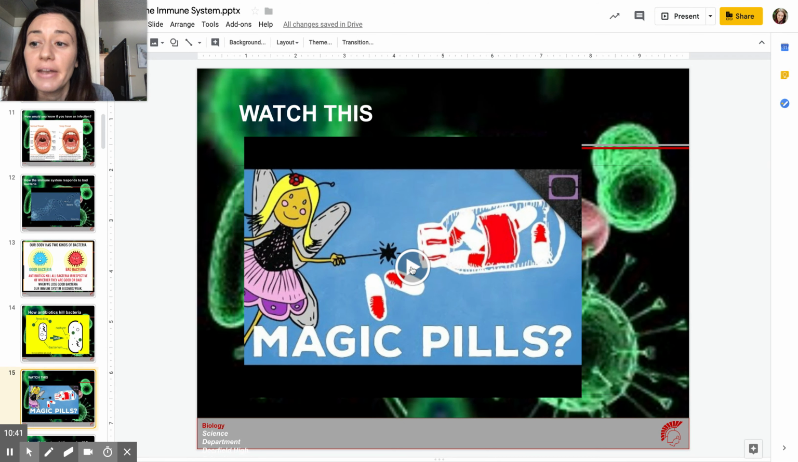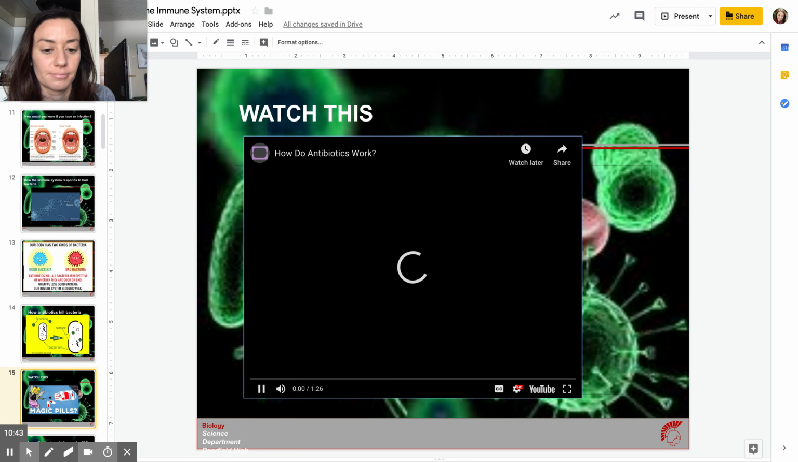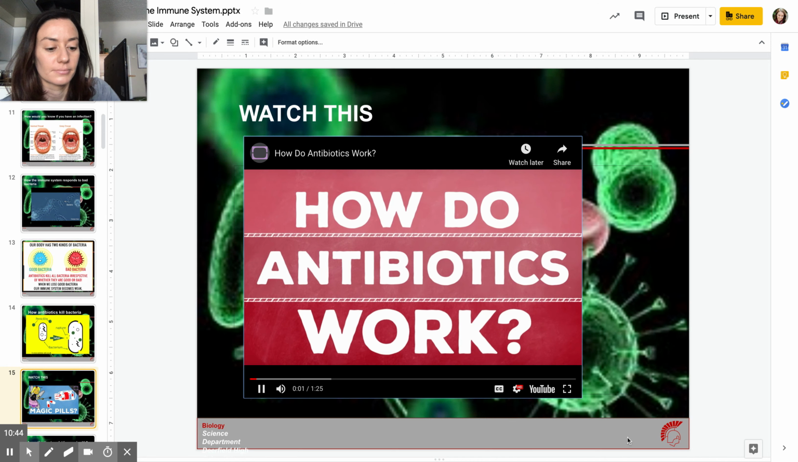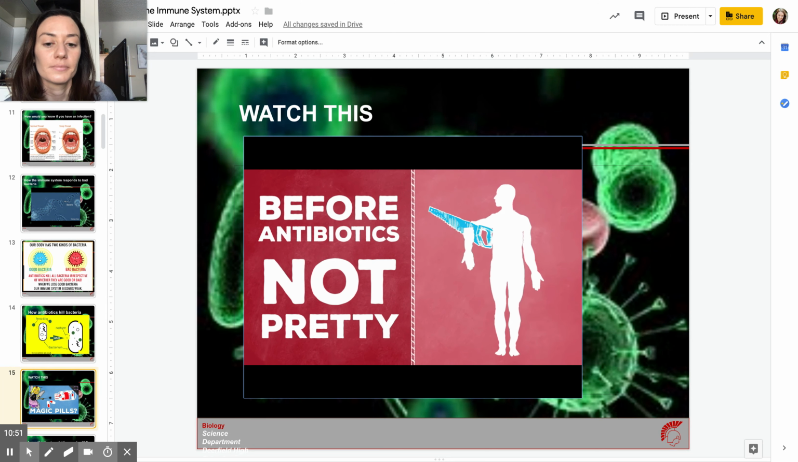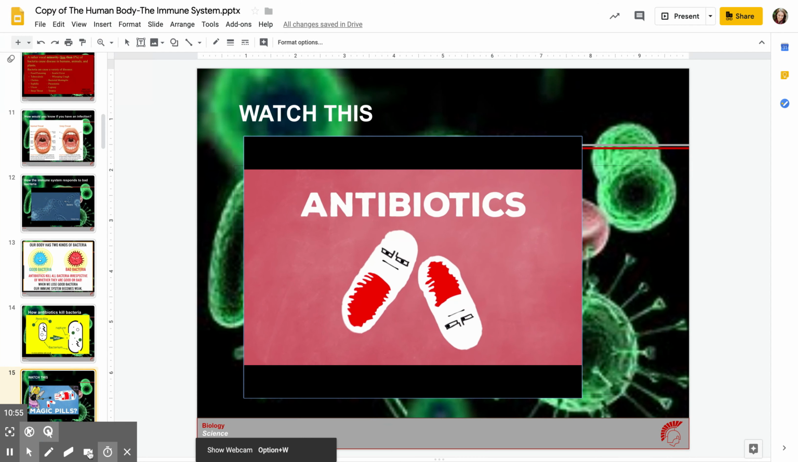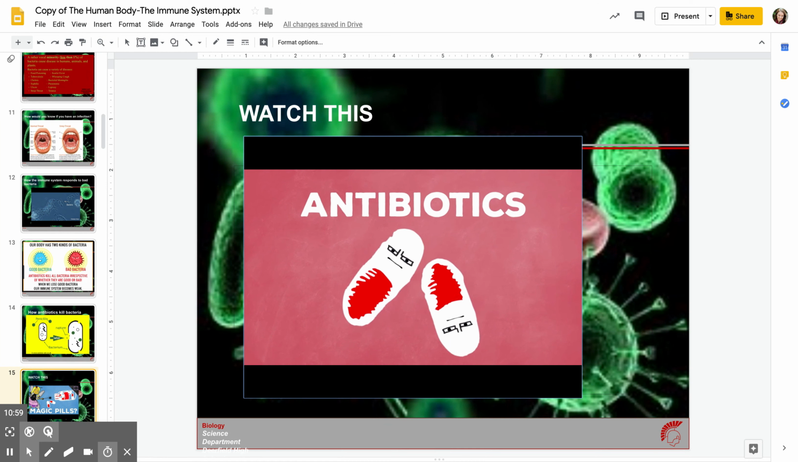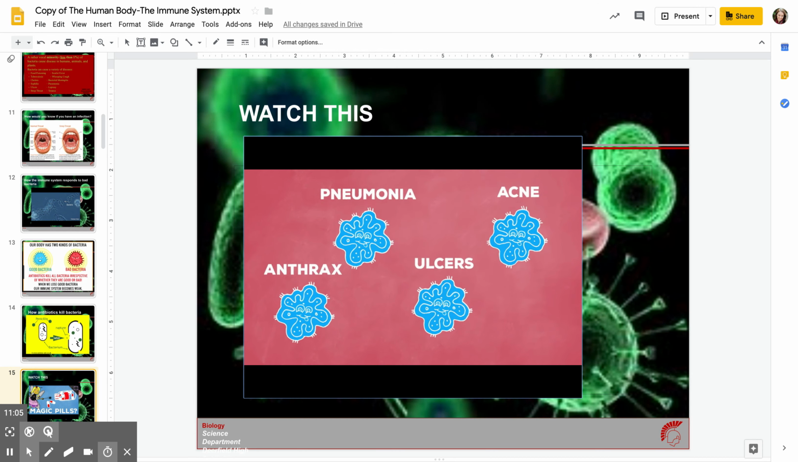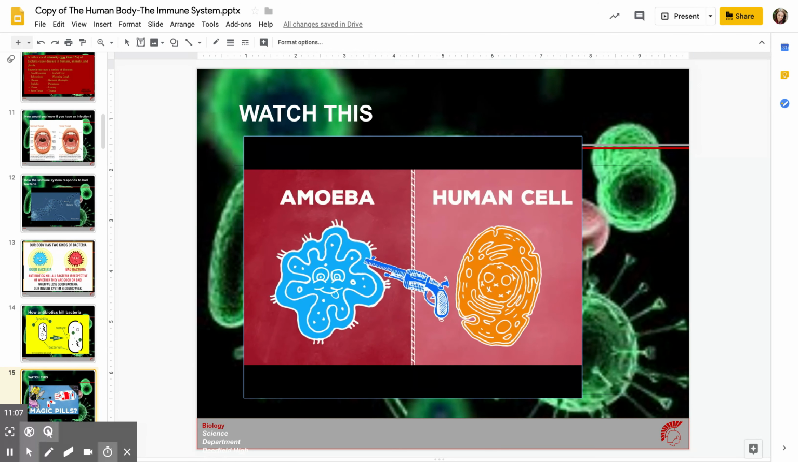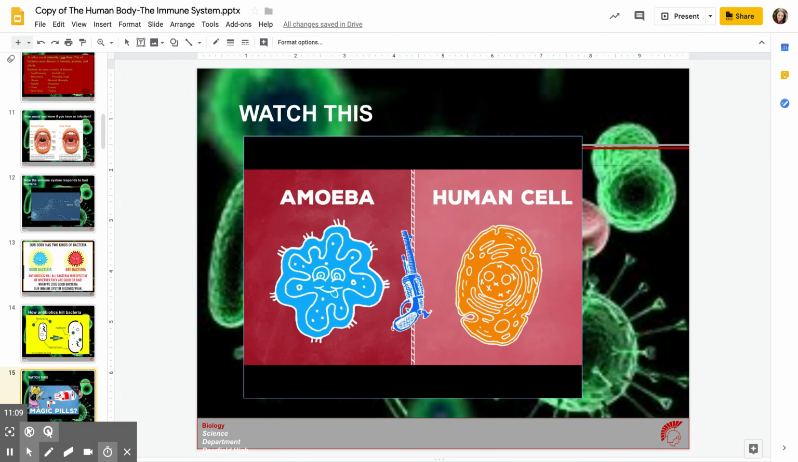How do antibiotics work? How do antibiotics work? Before there were antibiotics, you only had two choices if you got an infection. You could wait and hope for the best, or you had to cut off the infected part of the body. Not exactly great choices. But now that we have a pill that can magically cure almost any infection, how do these antibiotics even work? Antibiotics are used to cure bacterial infections, which can be anything from pneumonia, anthrax, ulcers to acne. And the way they work is by attacking things that bacterial cells have and human cells do not.